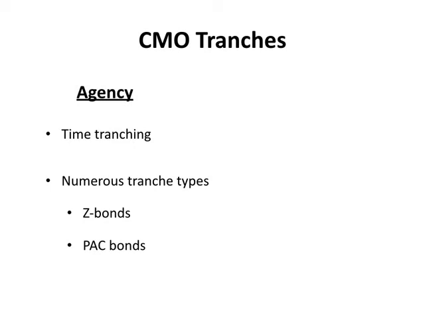Where agency CMOs have a time-based prioritization for return of principal, non-agency CMOs return principal primarily on a seniority-based priority, or credit tranching. The most senior tranche will be the one to receive most of the initial principal distributions. After the senior-most tranche principal has been returned in full, the next to receive principal would be the second most senior tranche, and so on.